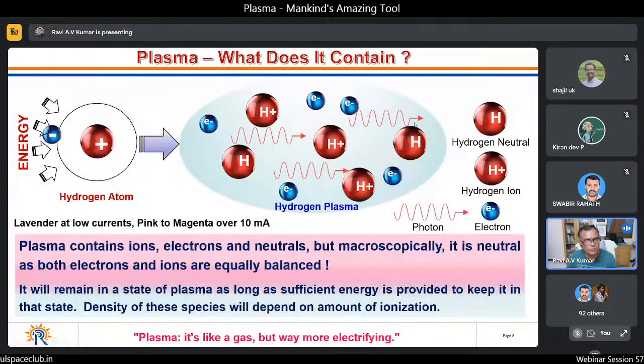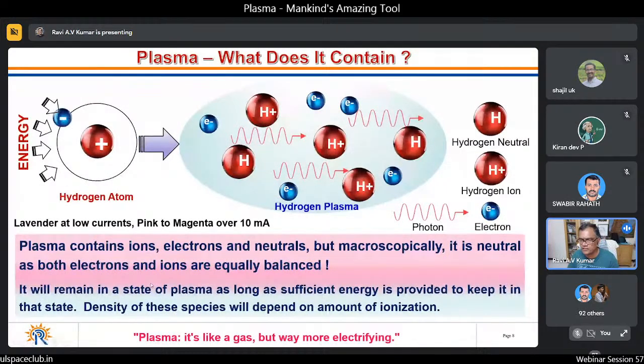You also find photons in the plasma. Plasma has a color. Why does plasma have a color? Because inside the plasma, at some point, this hydrogen ion will meet an electron. When they meet, they recombine, and whatever energy was used to make the plasma is released as a photon. The color, or wavelength, of the photon will depend upon how much energy is required to ionize the gas. Hydrogen plasma is usually between pink and magenta in color.